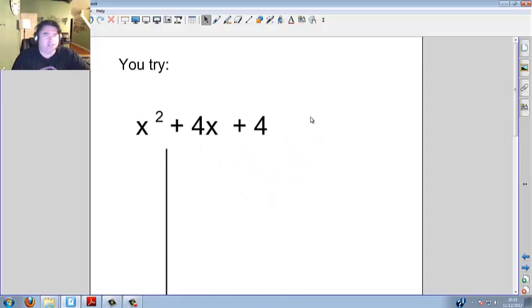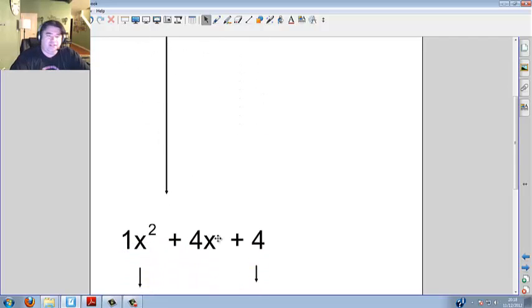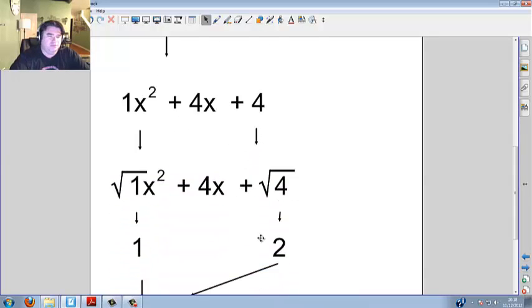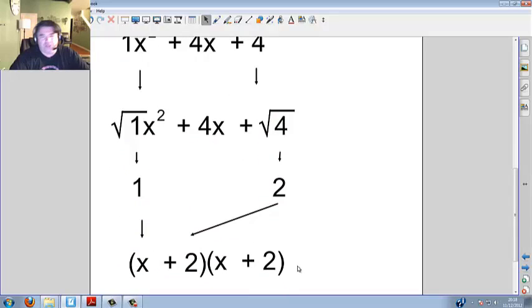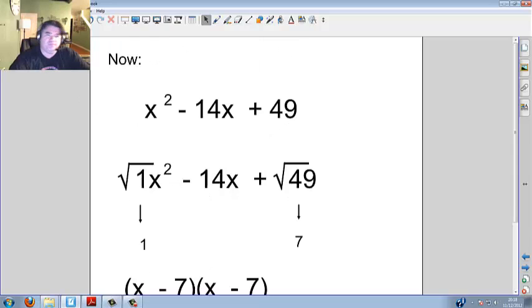You try, go ahead. X squared plus 4x plus 4. What'd you get? You get this? 1x squared and 4 makes x and 2 and 2. And x times 2 is 2x, x times 2 is 2x, 2 times 2 is 4. It all works out, so x plus 2 squared.